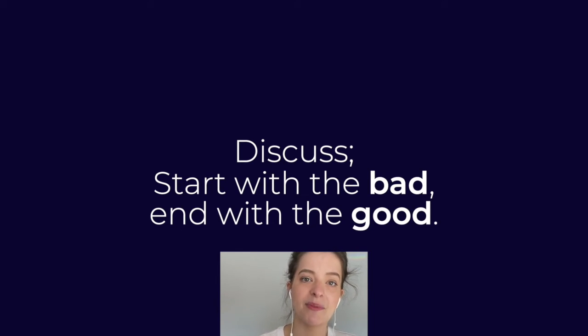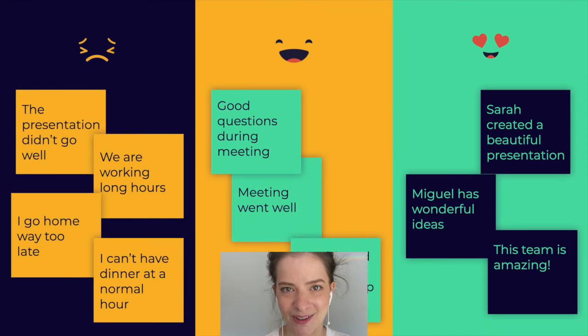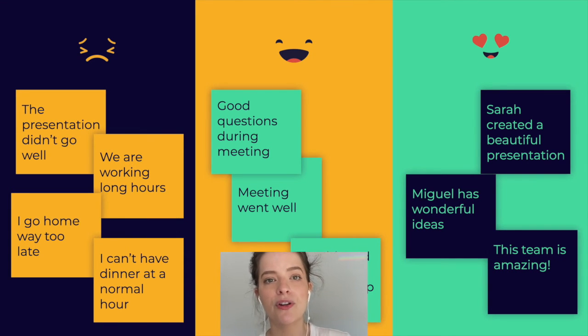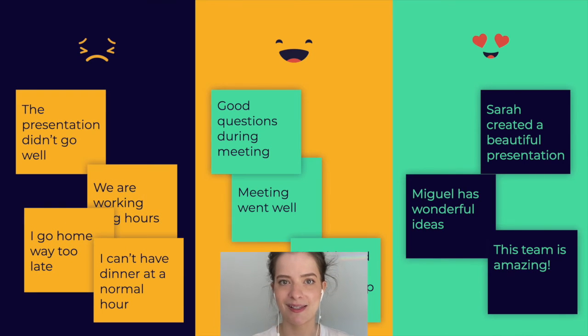Starting with the bad, make sure that people can vent, but ending with the good, make sure that people feel good afterwards, that they don't feel drained by all the negativity, but also see that there are a lot of good parts about your team and that you have the strength to build a better team together. When you take one Post-it note, it's possible you have a ton of other Post-it notes that say the same thing, and you can group them immediately. For instance, working long hours, going home way too late, not being able to eat dinner at a decent time. These could belong together, so you can group them and discuss them at the same time.